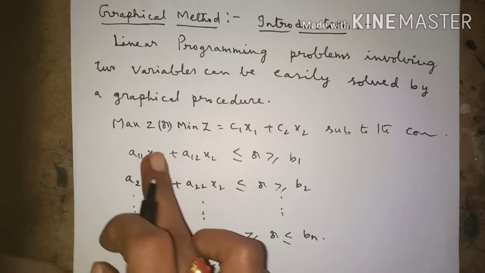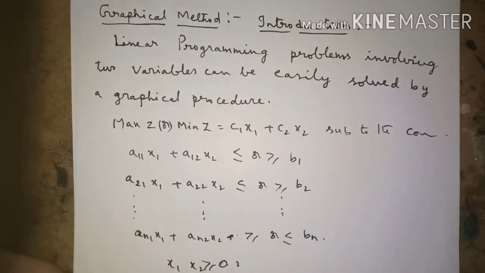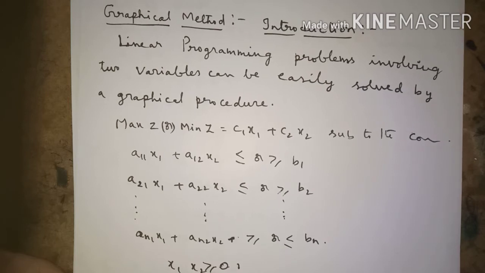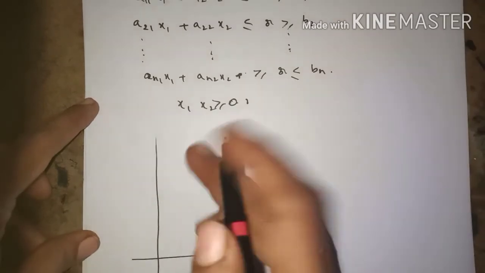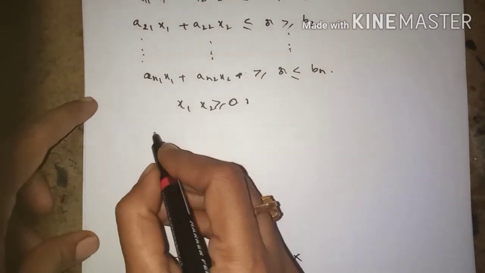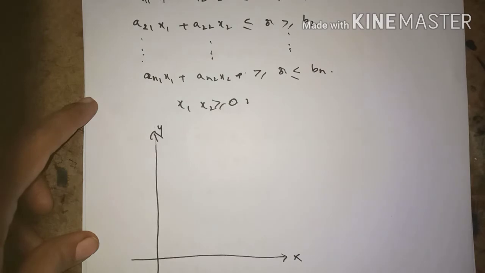Depending on the first equation, you will get one line. Depending on the next constraint, you will get another line. Like that, you will get the lines in the graph, with the x-axis and y-axis.